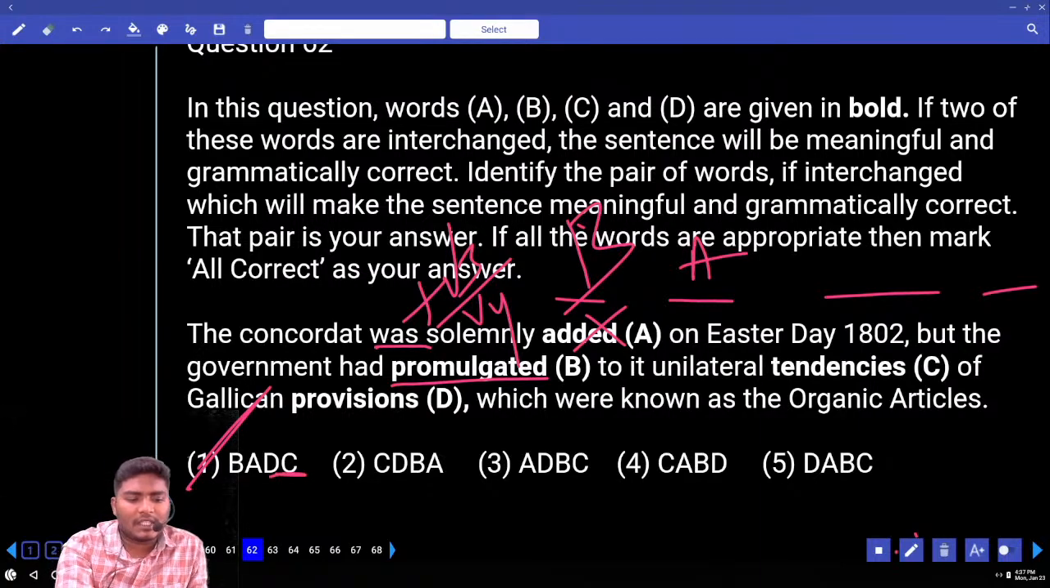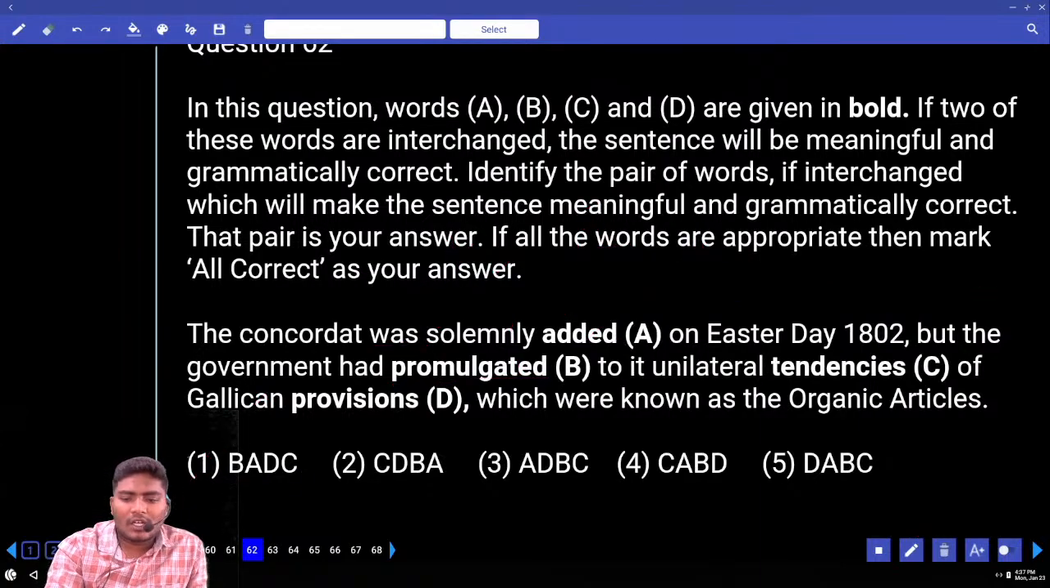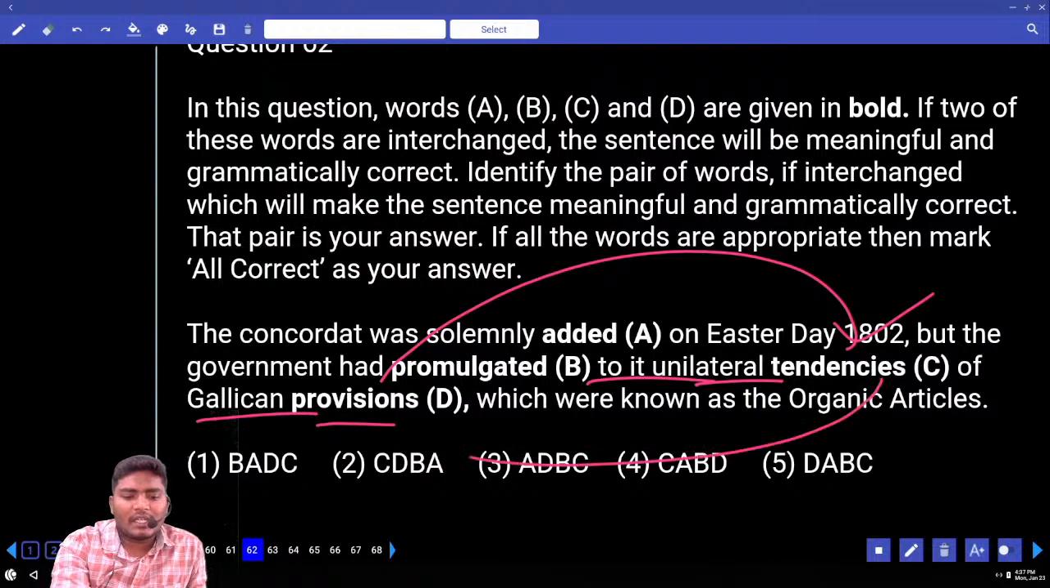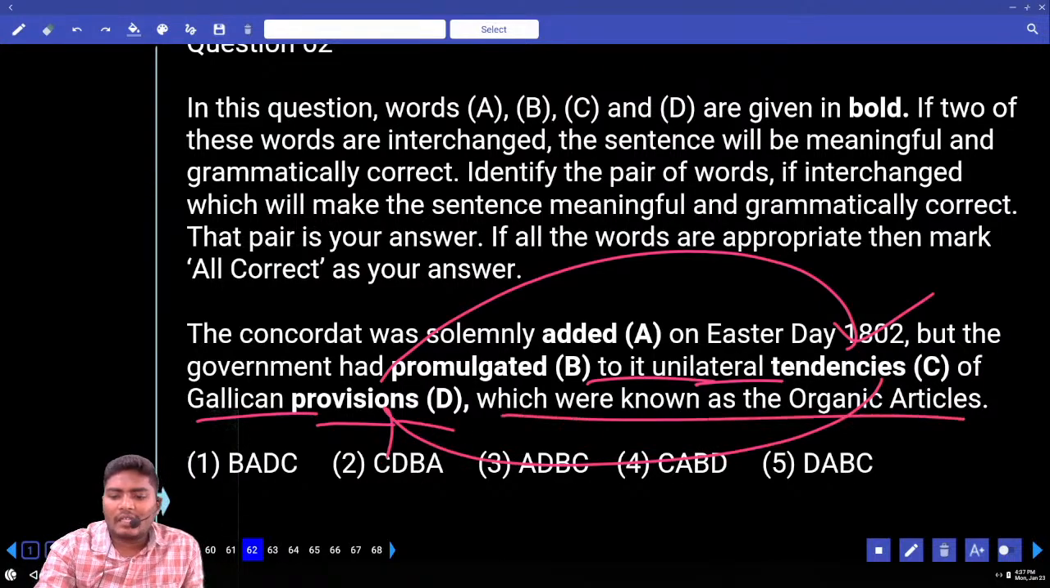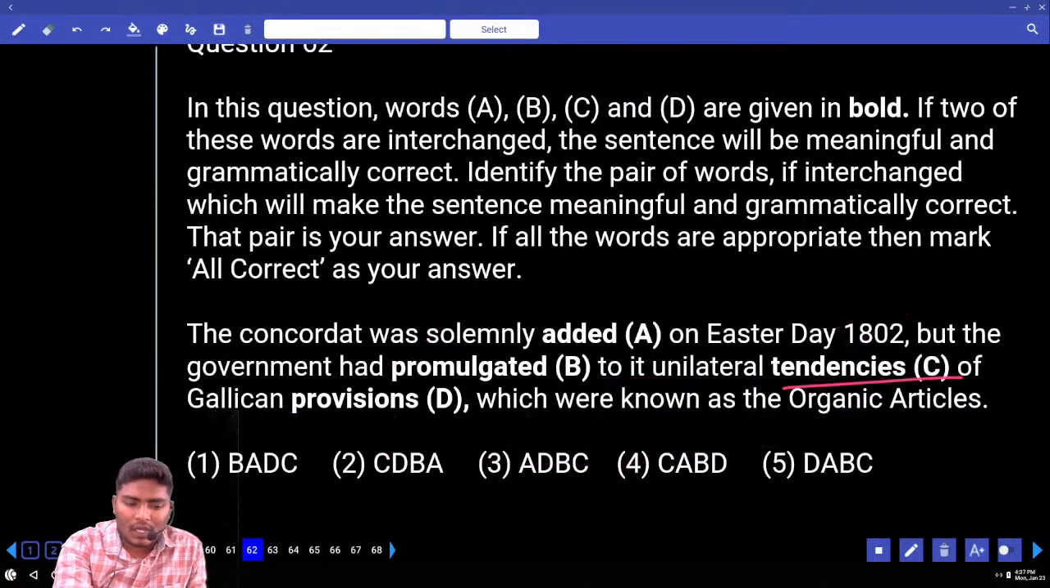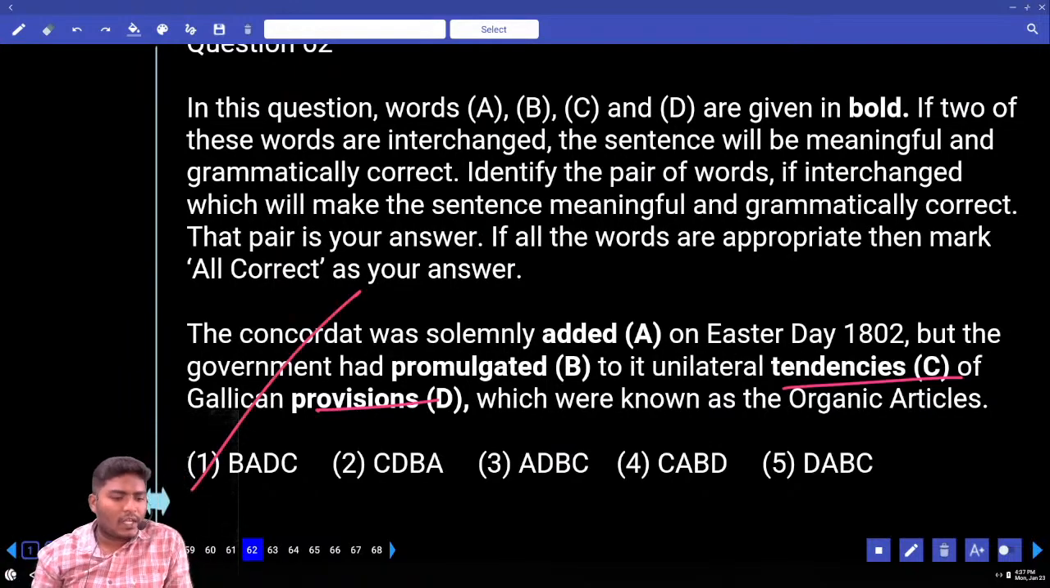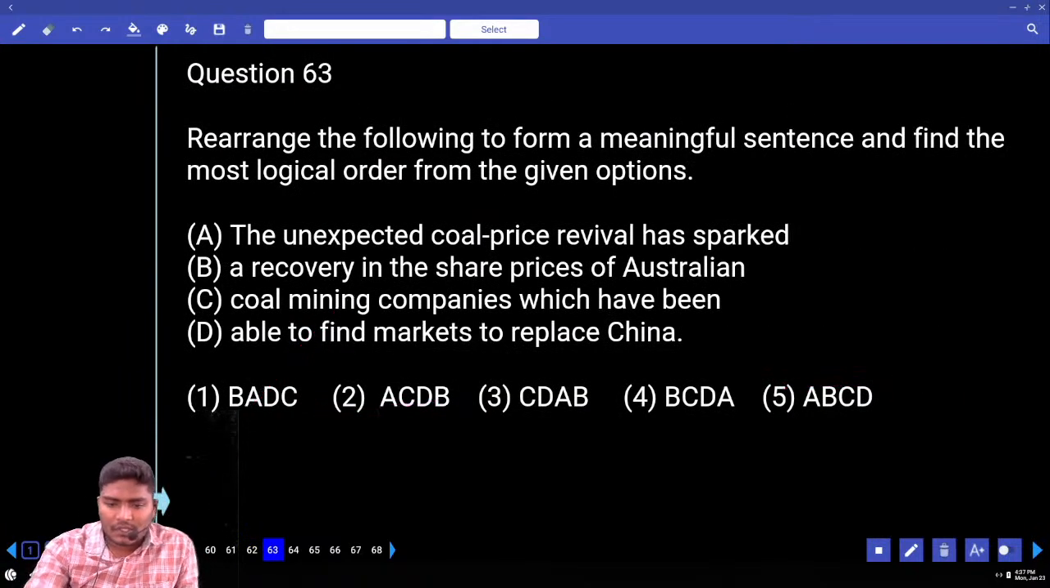DC. Check with DC. D must be used in the third place. Unilateral provisions of the Galician tendencies which were known as the organic articles. The remaining 2 are good. You can go with only the first one. Next, move to 63. Rearrangement of the words, sentences.